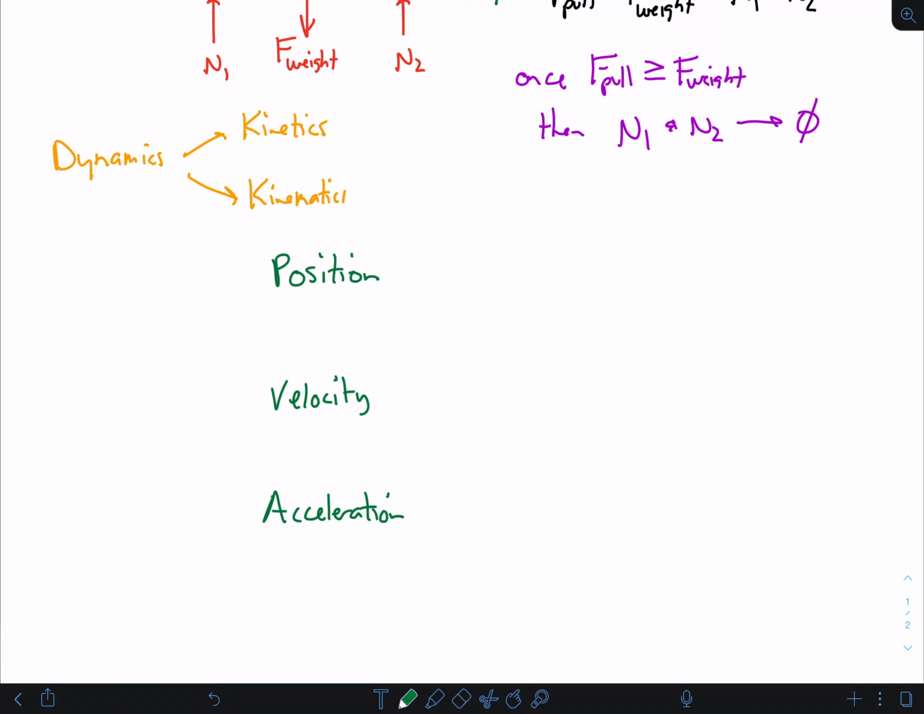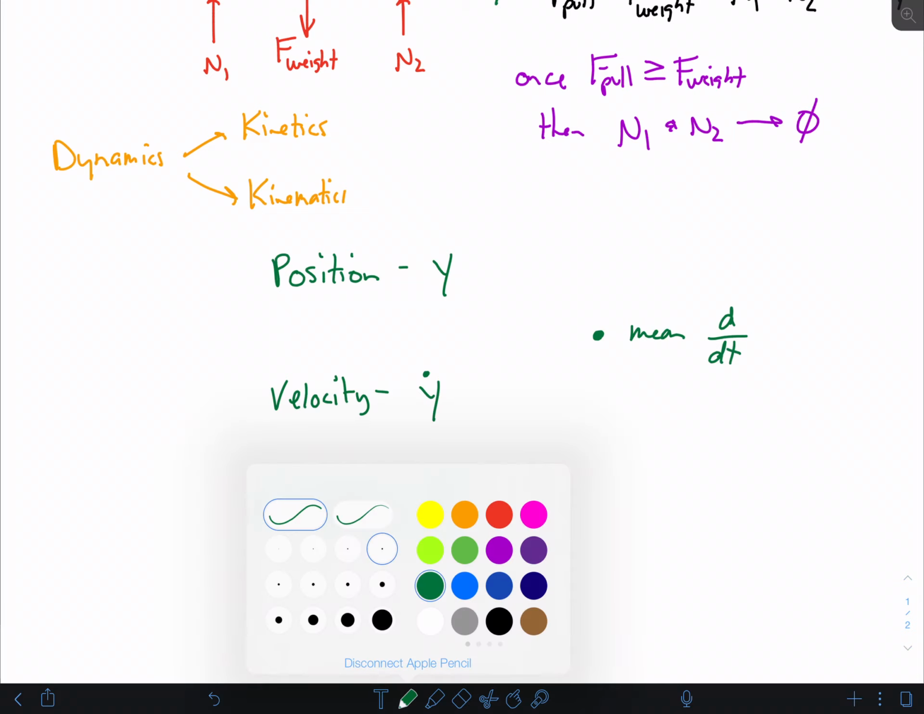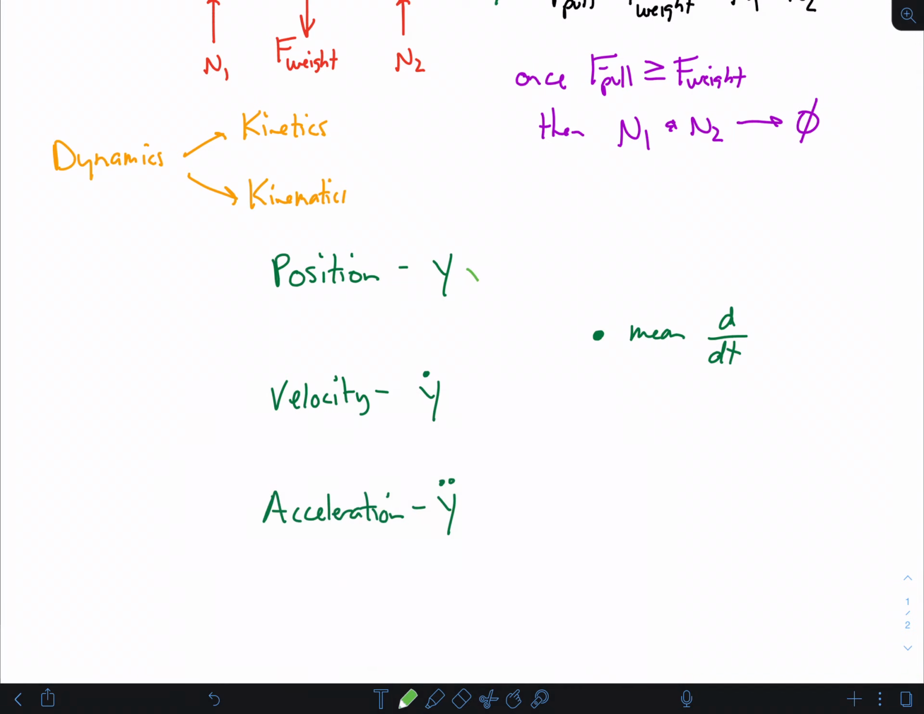Okay. Position, if we're looking at just the vertical direction, we'll often denote that as just y, right? Velocity, we can say that's y dot, and then acceleration is y double dot, right? And in this scenario, the convention usually is that dot means the derivative with respect to time. So if you have something's position and you want its velocity, you can take the derivative with respect to time of that position and you'll get velocity. Same thing here. If you take the derivative of velocity, or the second derivative of position, then you'll get acceleration.